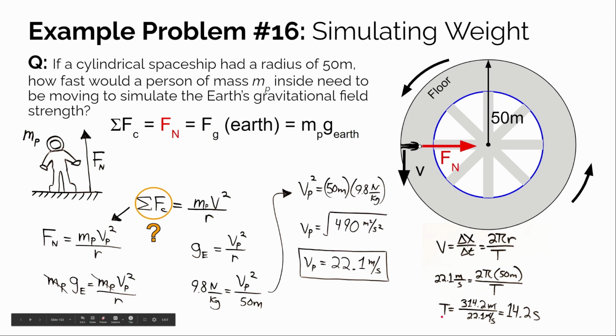Solving then for the period T, we get that the circumference is 314.2 meters. We're going to divide that by the velocity, or the tangential velocity, of 22.1 meters per second. The meter units cancel, and 1 divided by inverse seconds is just seconds. So we get the answer is 14.2 seconds. If this spaceship can spin around once every 14.2 seconds, the astronauts or anybody inside will be moving at 22.1 meters per second, and they're going to feel a normal force the same size as the gravitational force they would feel on the Earth, essentially simulating Earth's gravity.